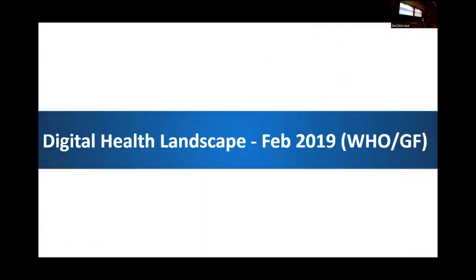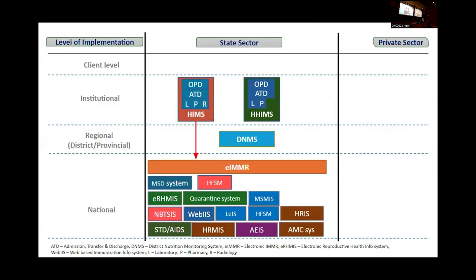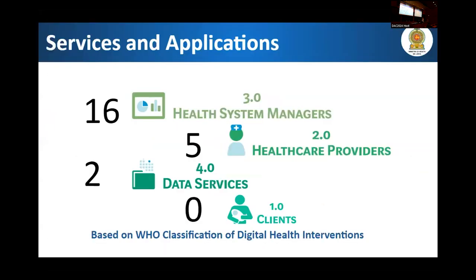We have a digital health landscape for continuous improvement and adaptation. With the support of WHO and the Global Fund, the digital health landscape was developed in February 2019. This shows the level of implementation at the state sector, client, institution, regional and national levels. These are the systems in 2019, and later many systems have been added. The services and applications are based on WHO classifications of digital health interventions, with around 16 health system managers and 5 healthcare providers with 2 data servers. Previously, around 2019, and now we have one client level as well.